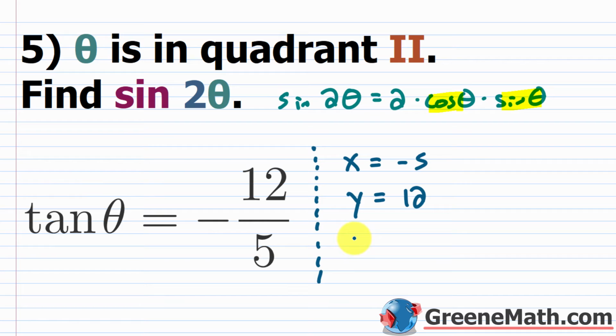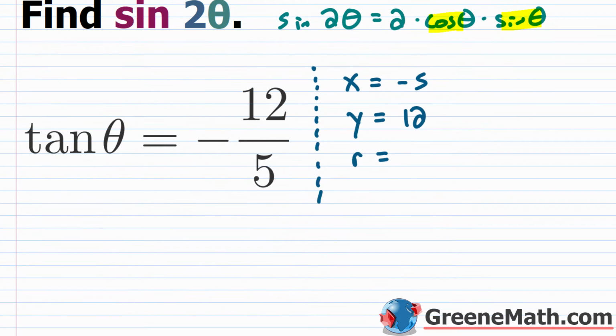Now, what's the r value? Without even thinking about it or going into any detail, most of you know, forget about the fact that this is negative, you have a 5, 12, 13 right triangle, right? That's a special right triangle. But again, you can go through and crank this out.